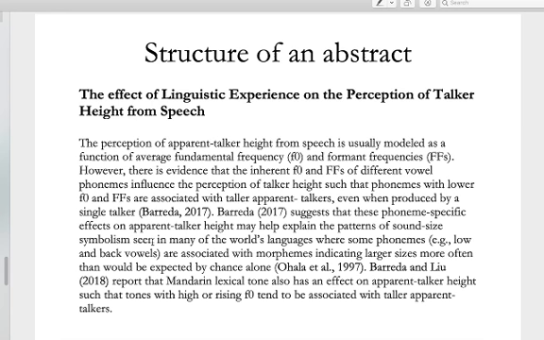Well, I would say this one's pretty good. So we start out with the sentence, the perception of apparent talker height from speech. That's stated in plain English. I understand what that means. It's usually modeled as a function of these two phonetic properties, which, you know, I've been sent this abstract, so presumably I know what fundamental frequency and formant frequencies are. And so that's sort of the basic topic.